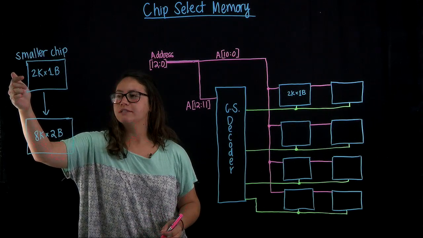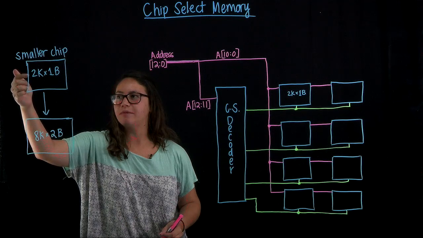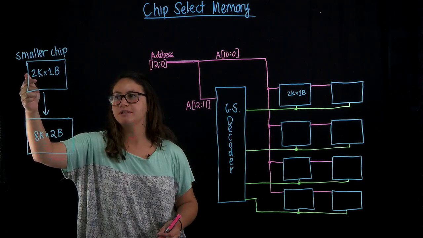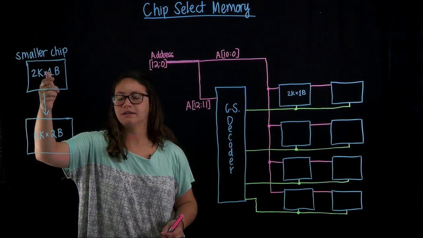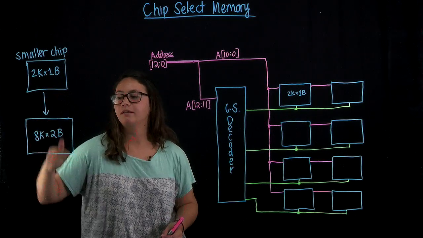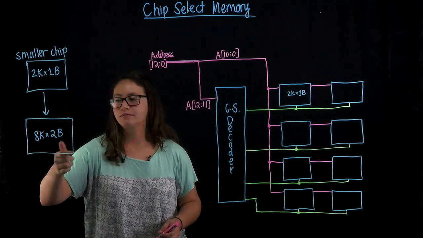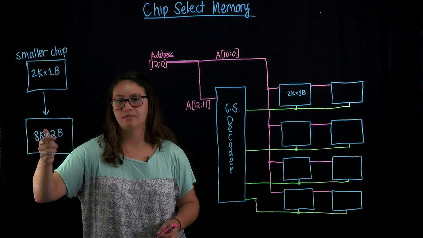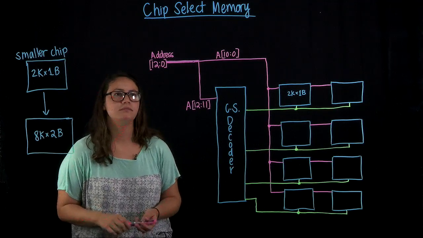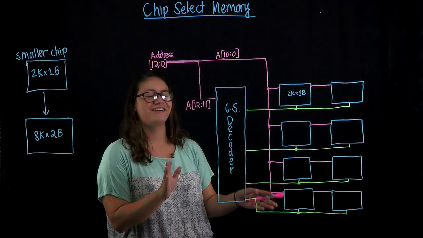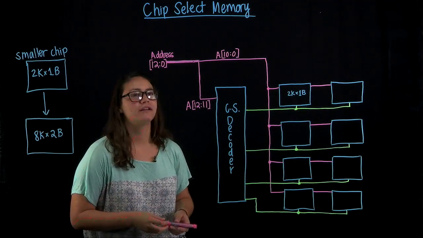So in our example, we have memory chips that are 2K by 1 byte. So the address space is going to be 2K, and then the addressability is going to be 1 byte. And then we want to put those chips together to make a memory that's going to be 8K by 2 bytes. So on this side here, you can actually see how that's going to be done.